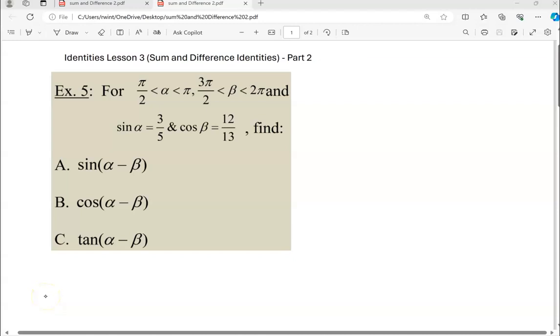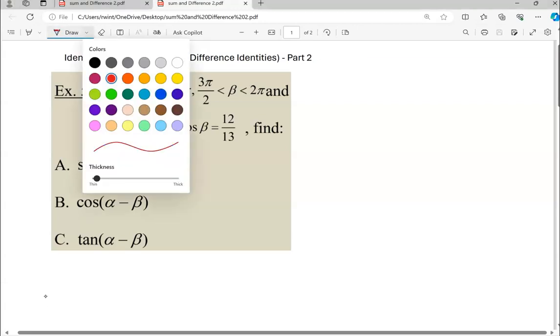Okay, let's do a little pre-cal here. In part one of the video, I did not finish the lesson, so I'm going to go ahead and do that right now. Yeah, here we go. Let's change colors.